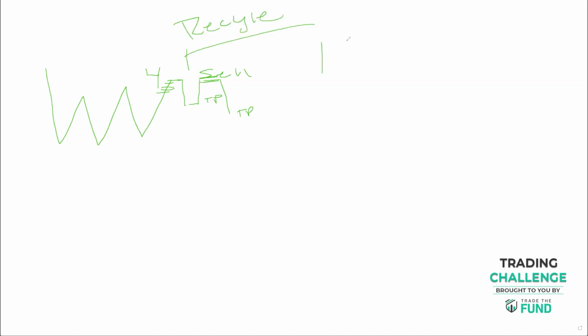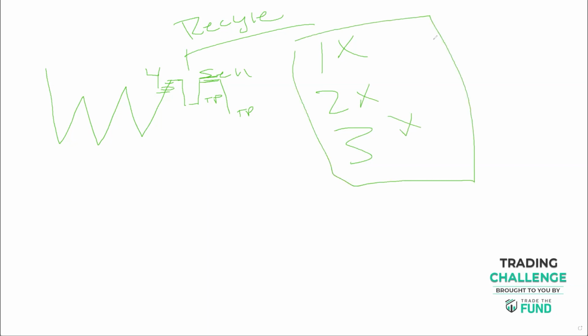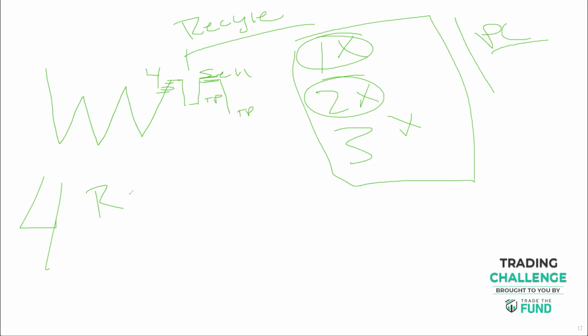Basically, what I'm trying to help you guys do is, instead of taking 1x, let's 2x or even 3x our opportunities in the market, so that we can pull more money out of the market off of the same price cycle move. So within a price cycle move, we're recycling our trades at least 1 time, if not 2 times. So the goal, the challenge, is to get 4 recycled trades.